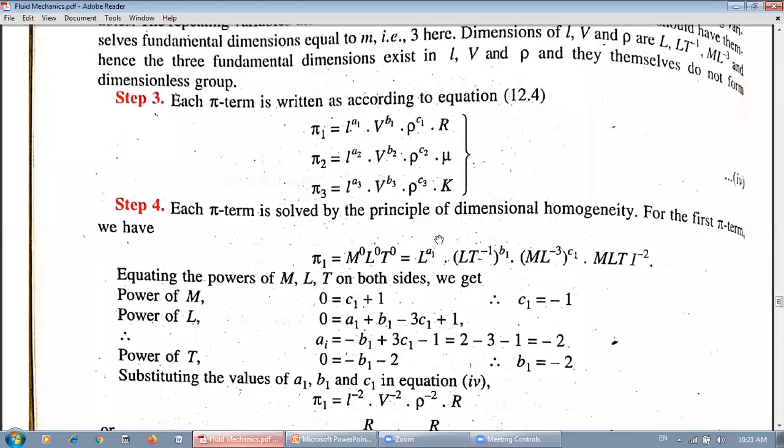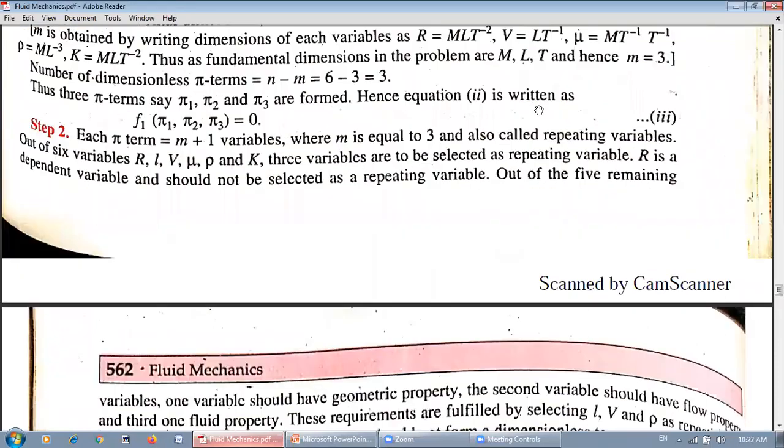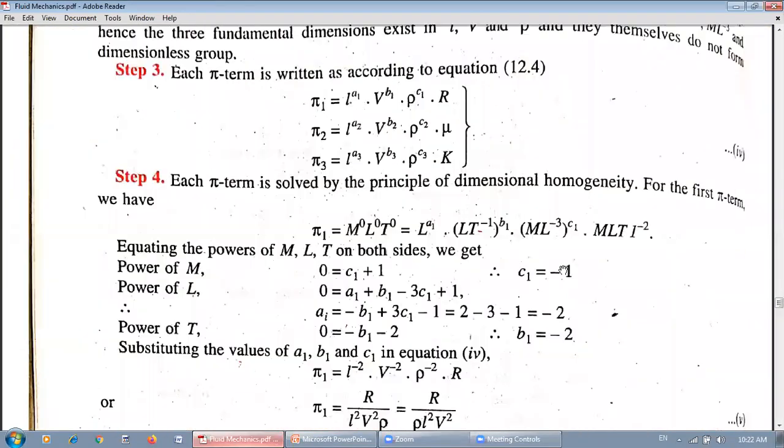L is length, so L raised to A1. Velocity is L T minus 1 raised to B1. Now density is mass per unit volume, so M into L minus 3 raised to C1, and then R, the resisting force, is M L T minus 2.